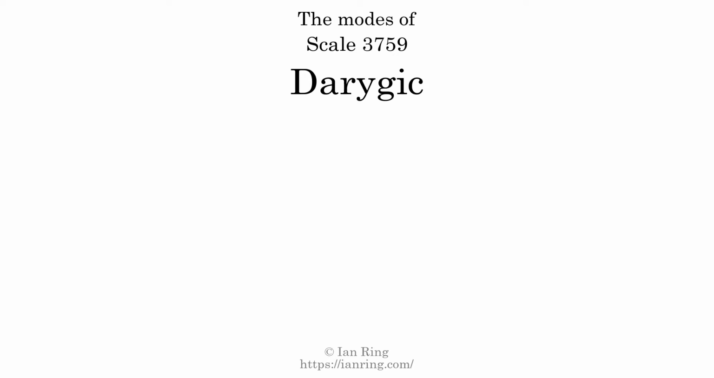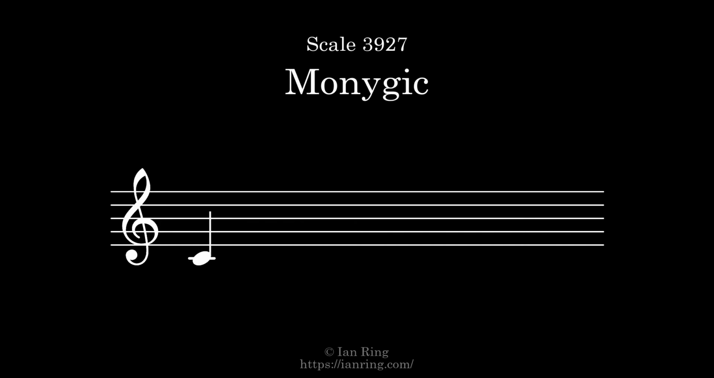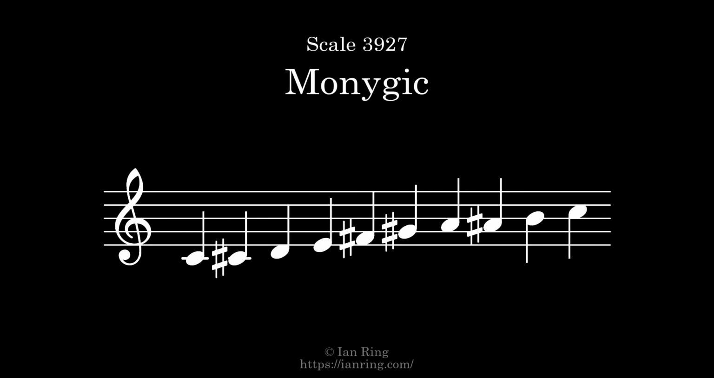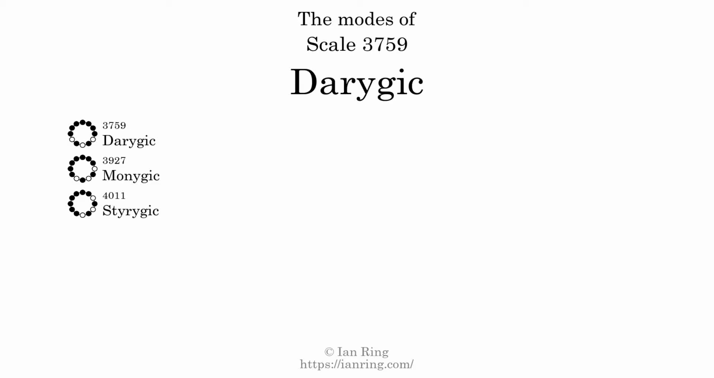This scale has 9 modes. The first mode is itself. The second mode is scale 3927, also known as Seligic. It sounds like this. The third mode is scale 4011, also known as Darygic. It sounds like this.